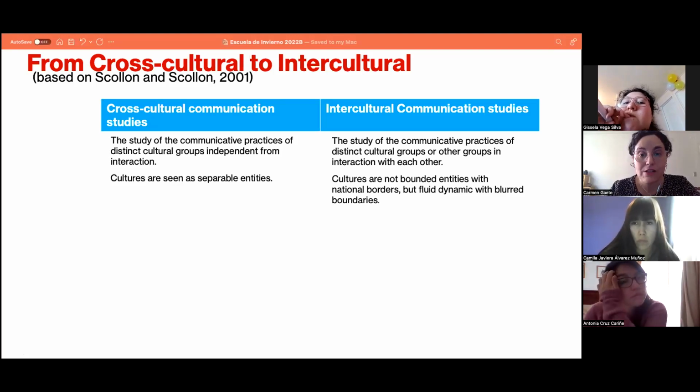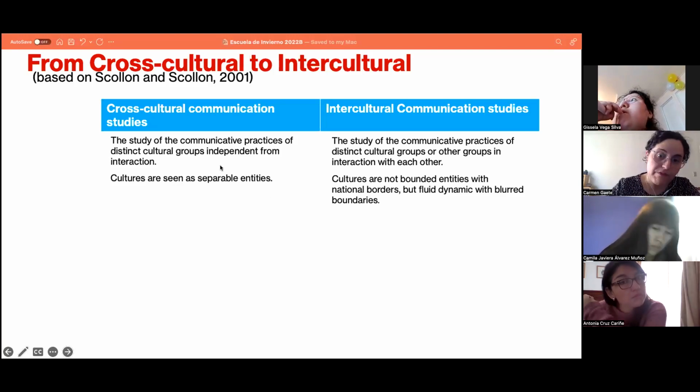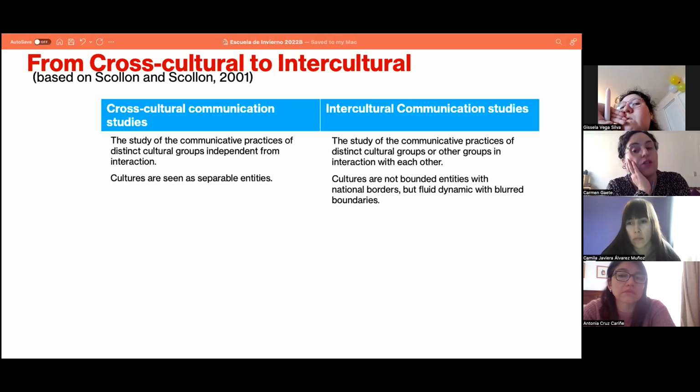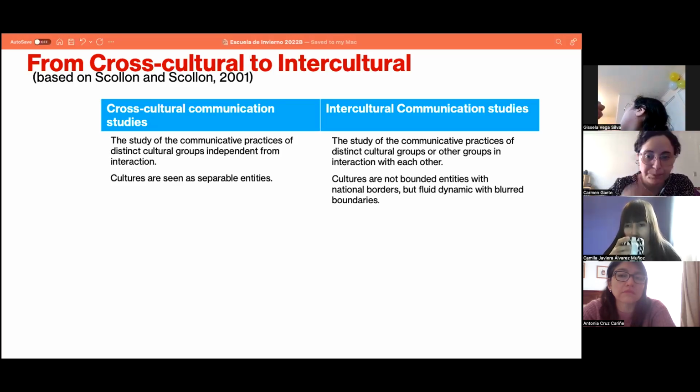In that sense, for example, if you are looking at your identity, your national identity from a cross-cultural perspective, perhaps you're going to emphasize the differences between the nationalities that I mentioned as an example before. Whereas if you are looking at your identity and cultural identity from an intercultural communication perspective, you're not going to emphasize those differences very much.